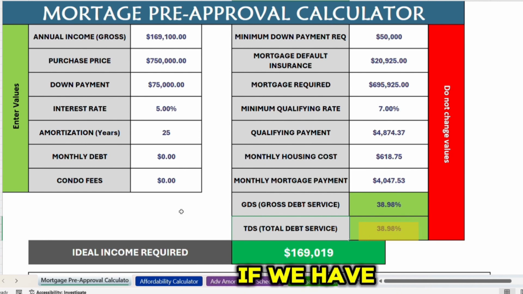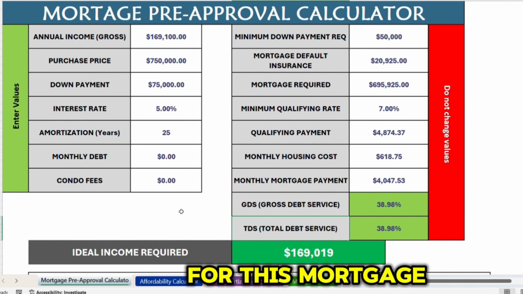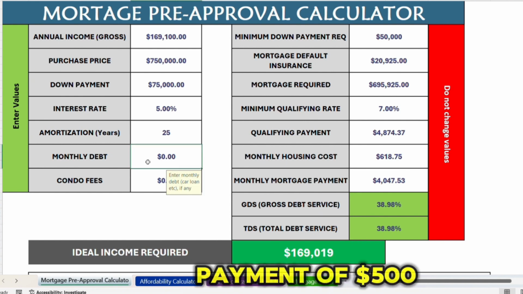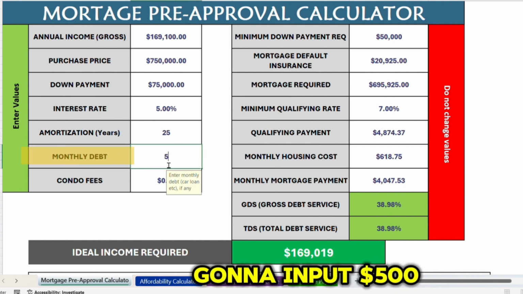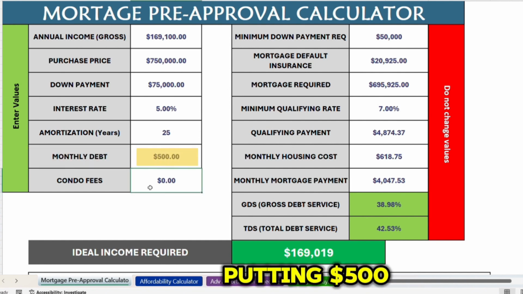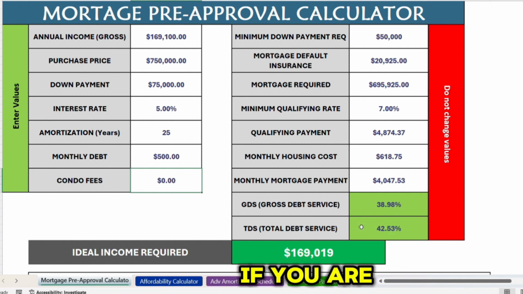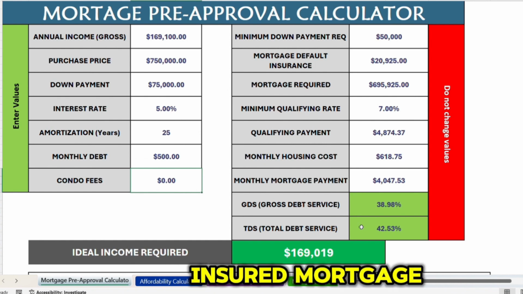It means even if we have any monthly debt payment, we can still get approved for this mortgage of $695,925. Let's assume in this case that you have a car loan payment of $500 a month. So under the monthly debt, I'm going to input $500. Even after putting $500, the TDS is coming out to be 42.53%, which is well within the mortgage standards, that is 44%.